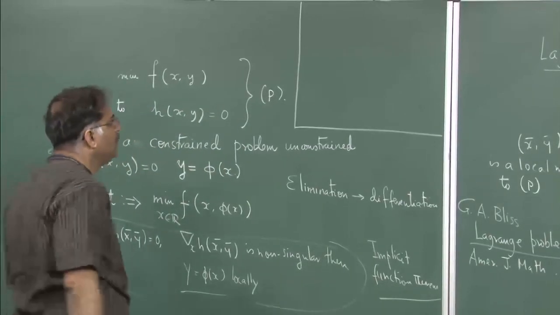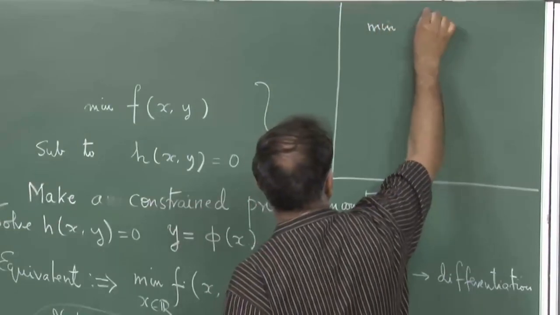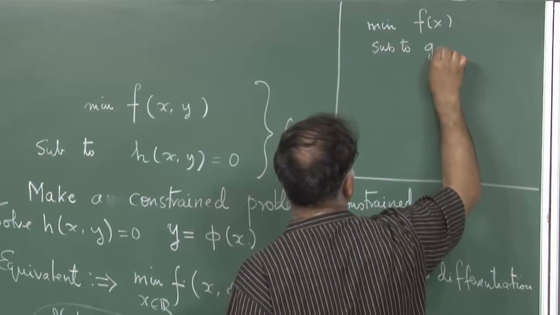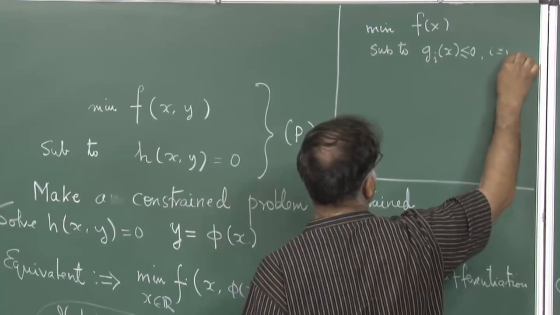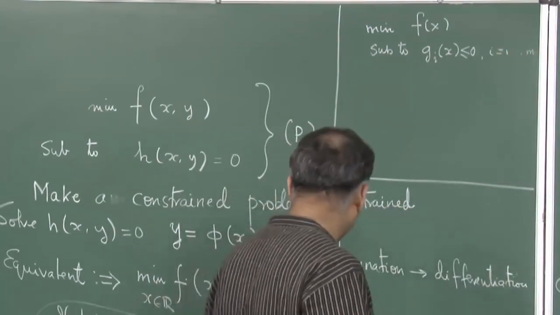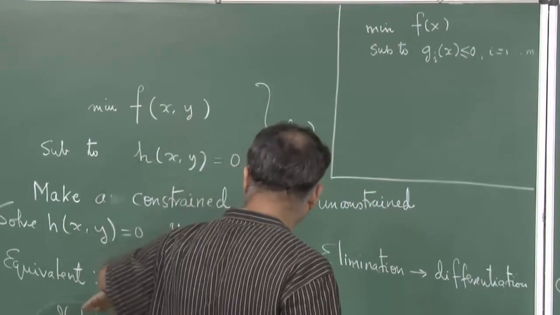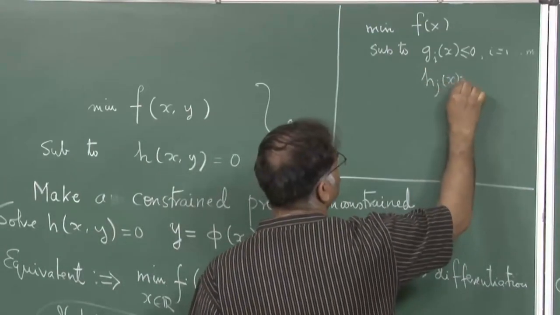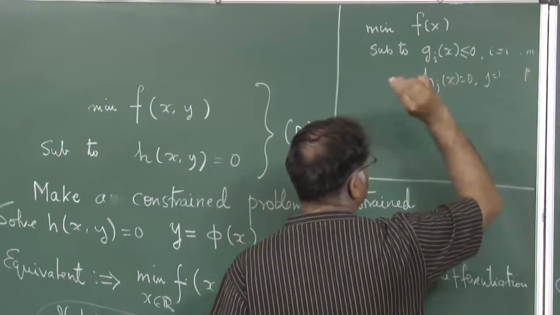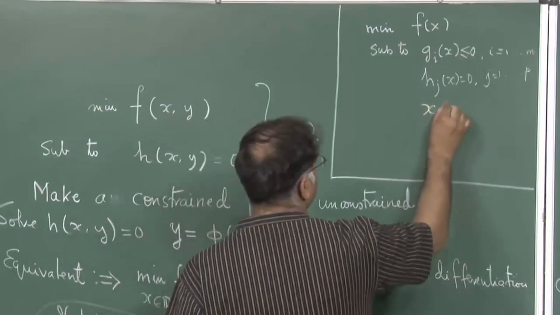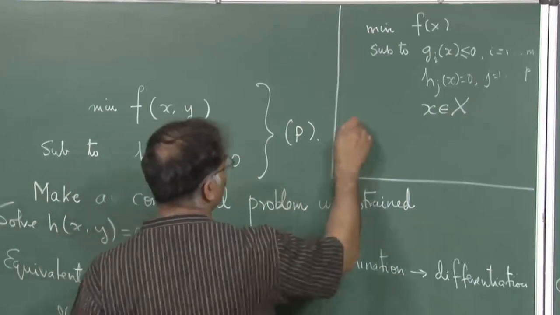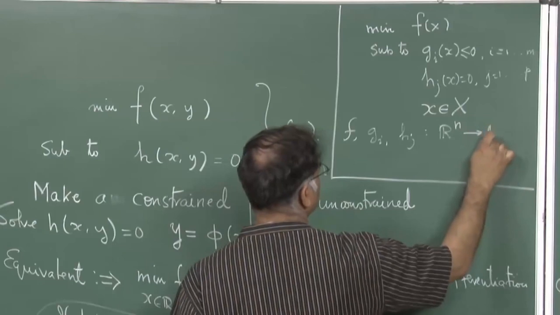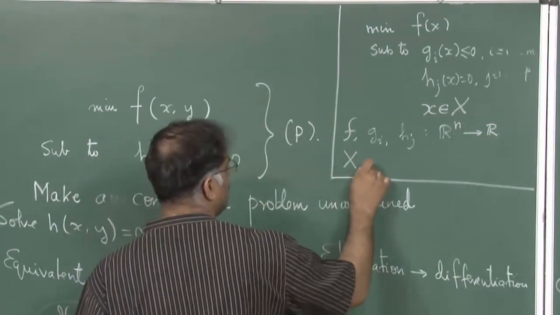So, a general form of an optimization problem became of this form: minimize f(x) subject to g_i(x) less than or equal to 0, i = 1 to m, h_j(x) = 0, j = 1 to p, and x an element of capital X. Please remember, when I have spoken about this implicit function theorem, we are all expecting very nice behavior from these functions. I am expecting them to be continuously differentiable and all those things. So, g_i and h_j are each functions from R^n to R, and X is a closed set in R^n.